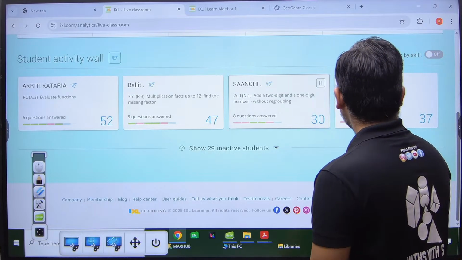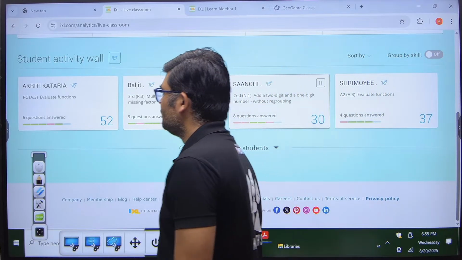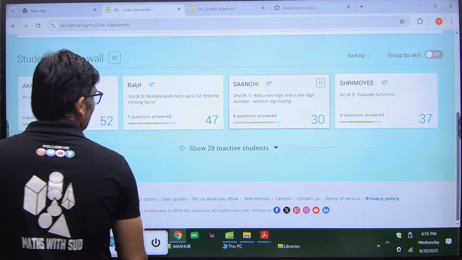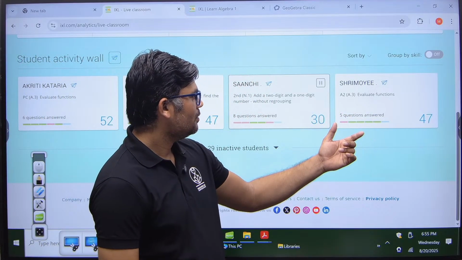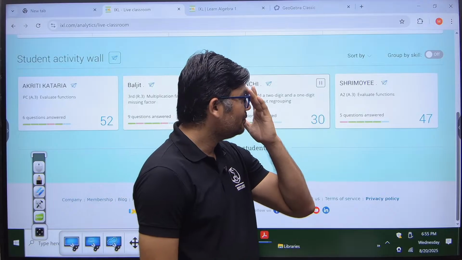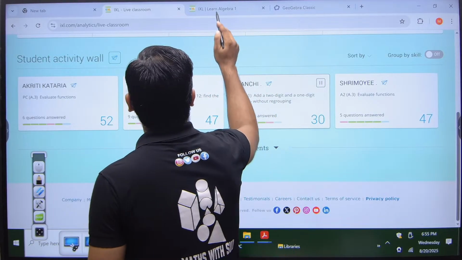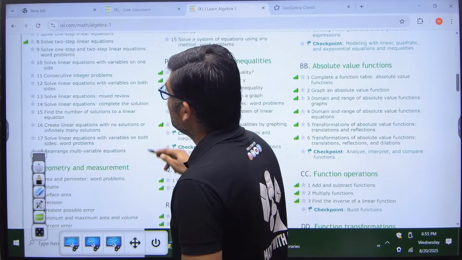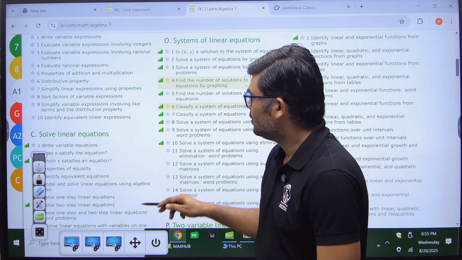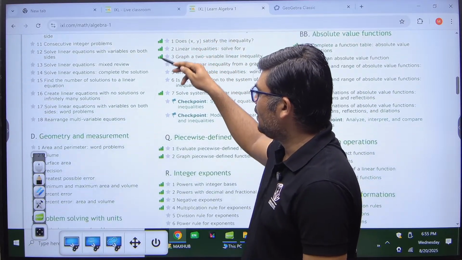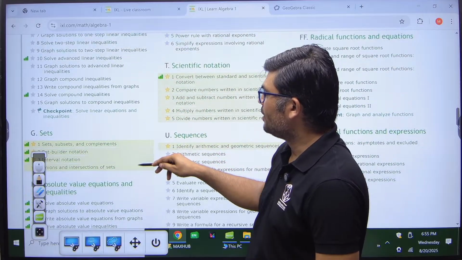So Shrimoy has got 37 marks, Agriti 52. Okay, Shrimoy, understood beta. Can you do this sheet of your own? 47, well done. Now I want you to understand this part. Come to A1. And in that A1, I want you to come to F1.